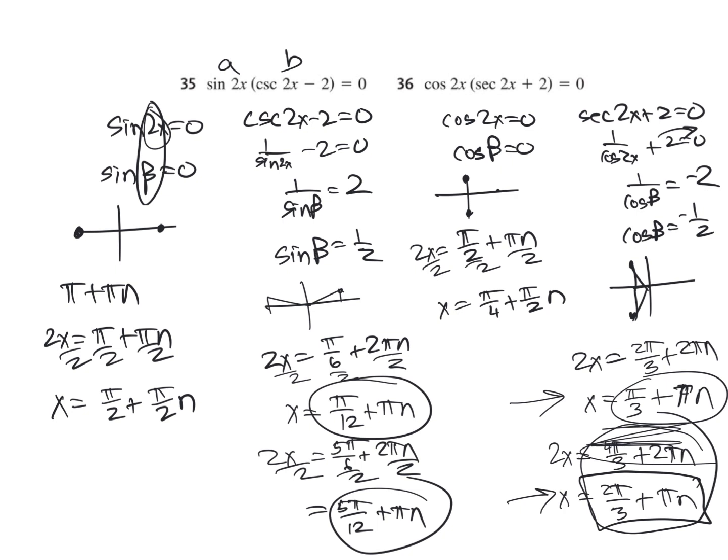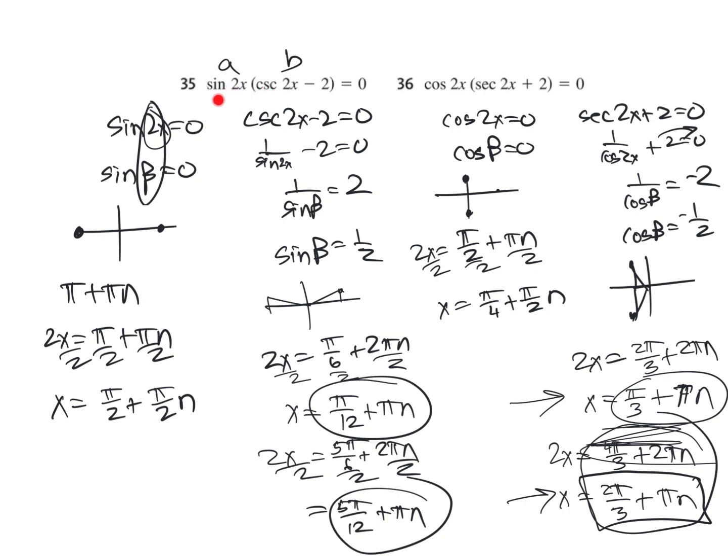Now that we've done all of that, one thing you should notice is that you could have distributed the sine of 2x times this here, could have distributed cosine of 2x times this. What happens is you only get these answers and these answers. You do not get these. So there is a difference here.